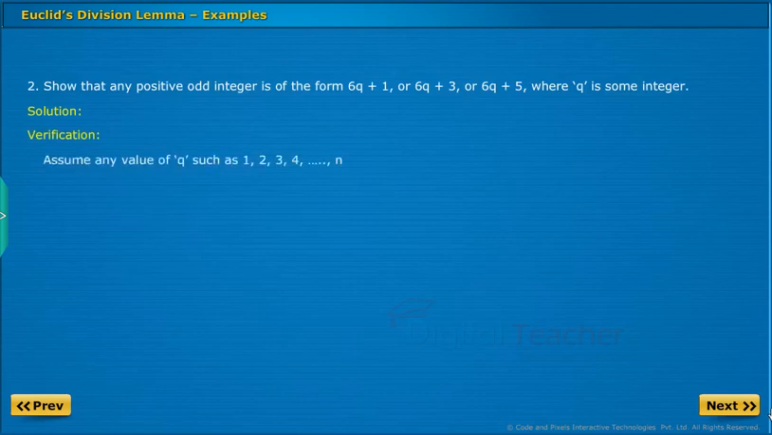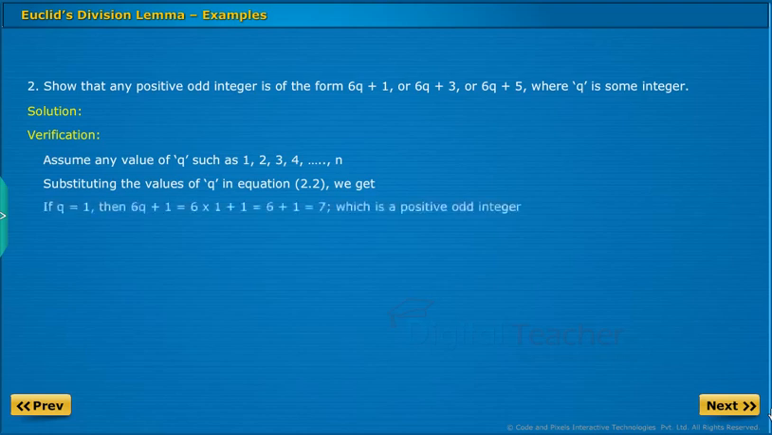Verification. Assume any value of q such as 1, 2, 3, 4, and so on up to n. Substituting the values of q in equation 2.2, we get, if q equals 1, then 6q plus 1 is equal to 6 into 1 plus 1, which is equal to 6 plus 1, that is 7, which is a positive odd integer. 6q plus 3 is equal to 6 into 1 plus 3, which is in turn equal to 6 plus 3, that is 9, which is a positive odd integer.